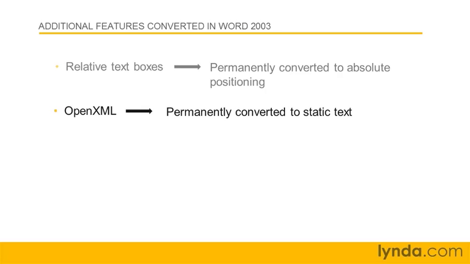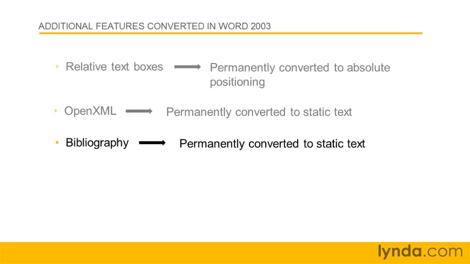All OpenXML content controls are permanently converted to static text. And bibliographies and citations, which rely on sources in Word 2007 and 2010, are permanently converted to static text in Word 2003. So if you change the source, neither the bibliography nor the citation will change.